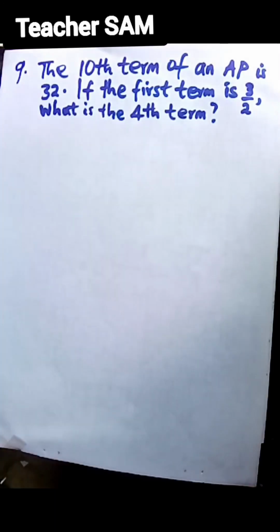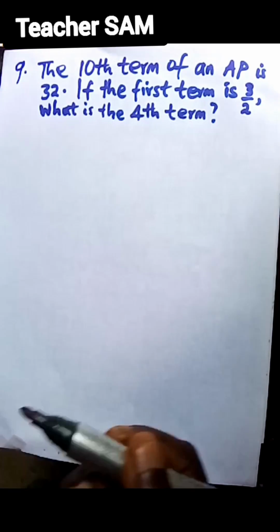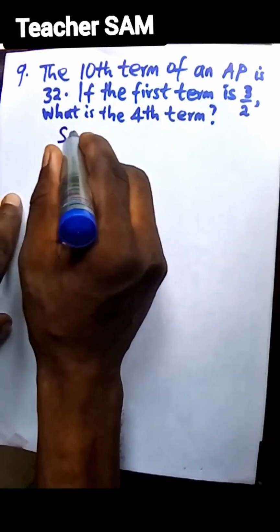Now we have another question before us. The 10th term of an AP is 32. If the first term is 3/2, what is the fourth term? Okay, let's solve this as quickly as we can.